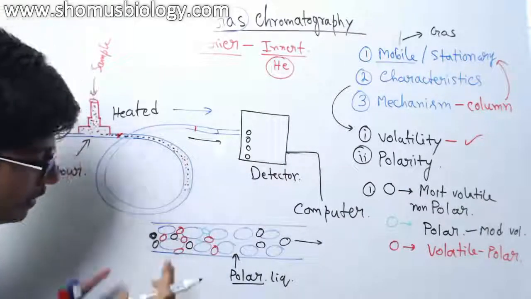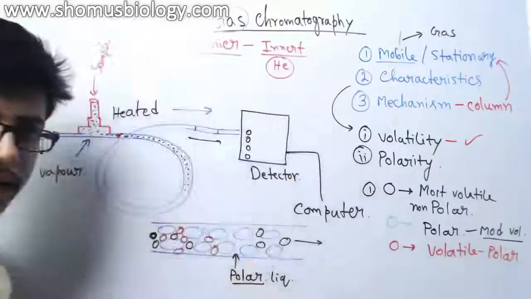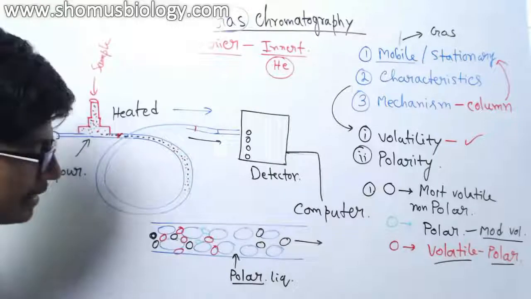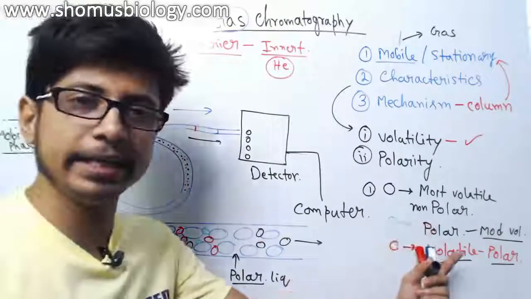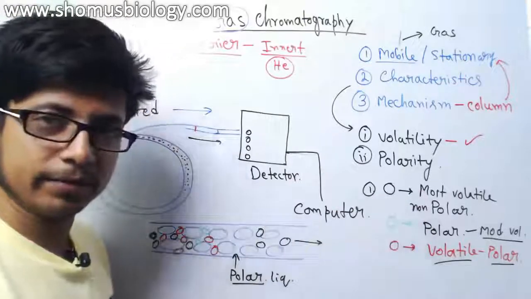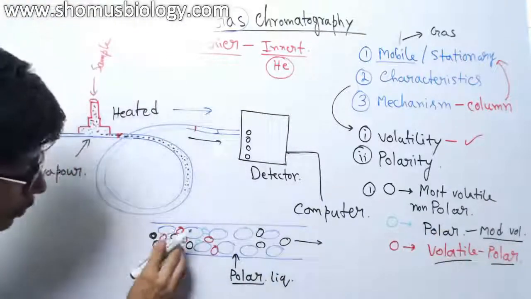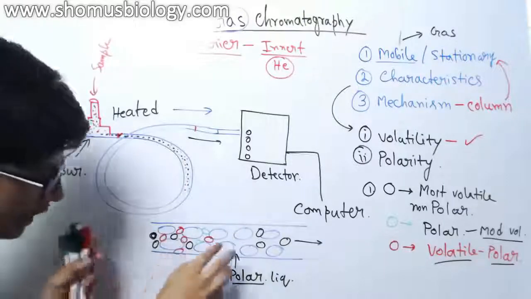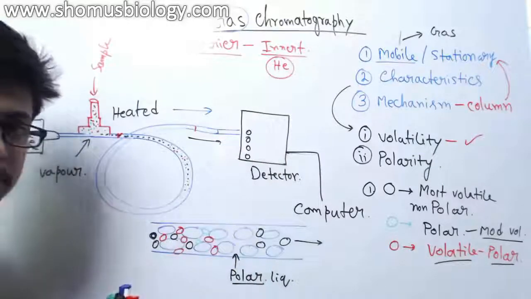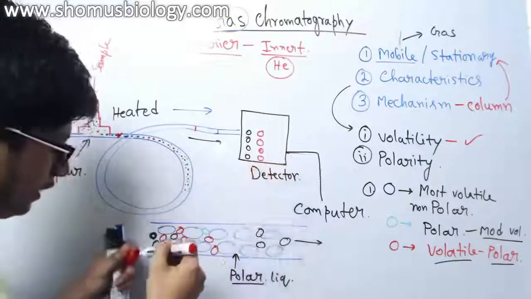Now second is between red and green. Green is polar, but it is moderately volatile, while red is also polar, but it is highly volatile. So as red has more volatility compared with green, red will go after the black and green will go after the red, because it has less volatility. Though both of them are polar, so they tend to interact with this polar liquid stationary phase a little bit in the middle. So they will take some time compared with the black one, but they will reach eventually afterwards. So first black will be separated, then the red, then the green.